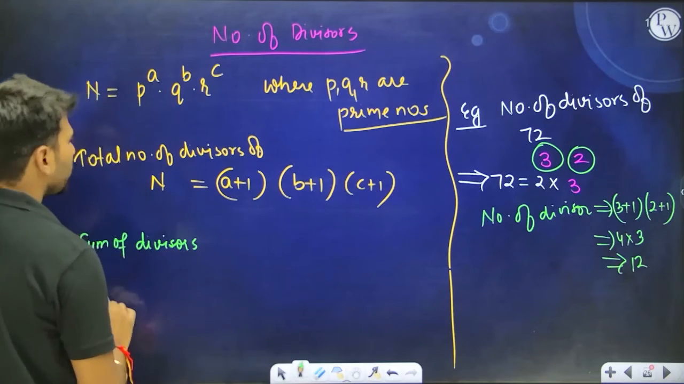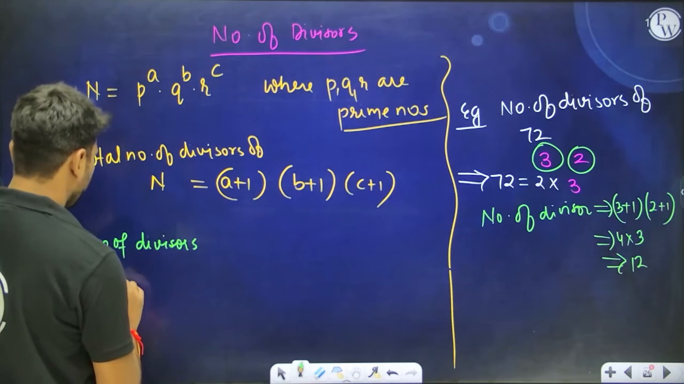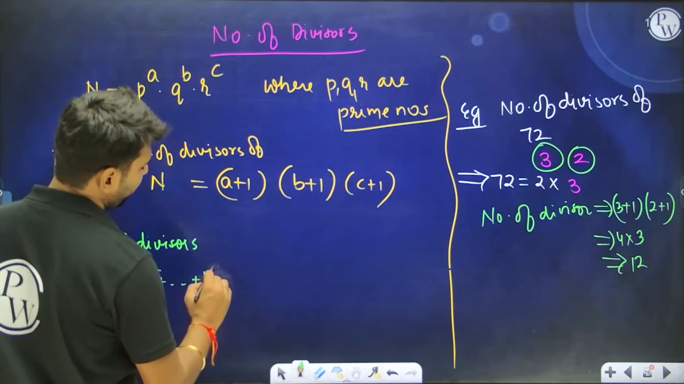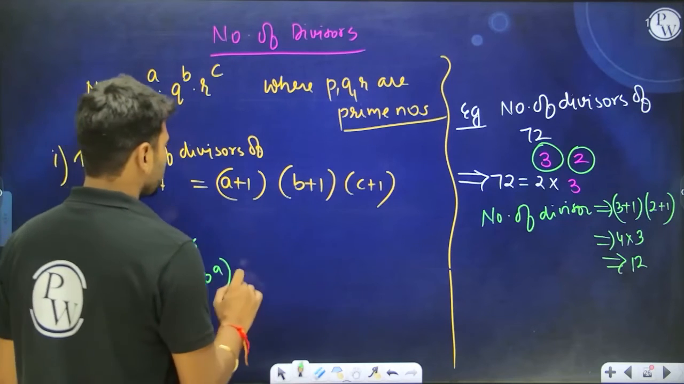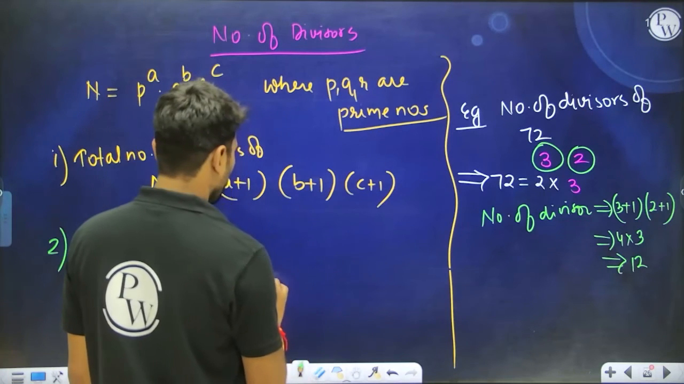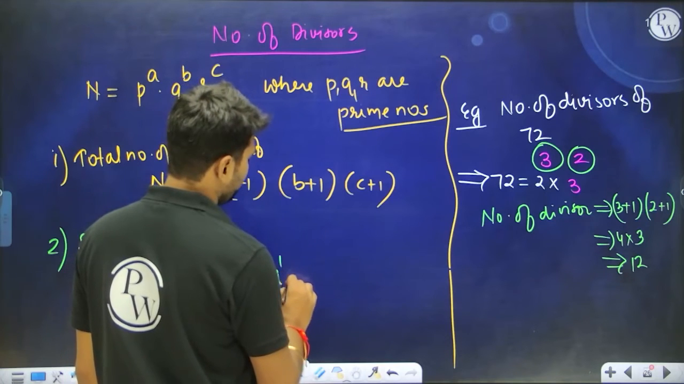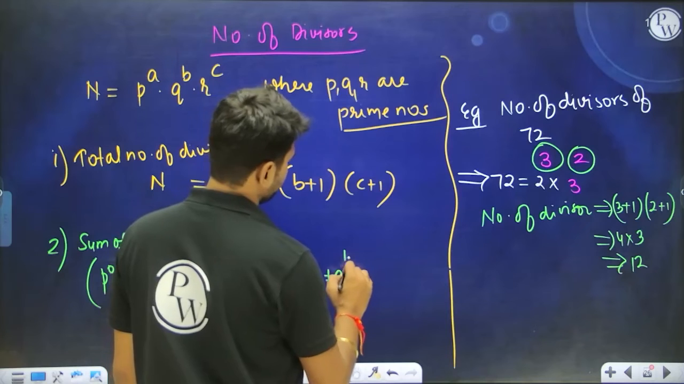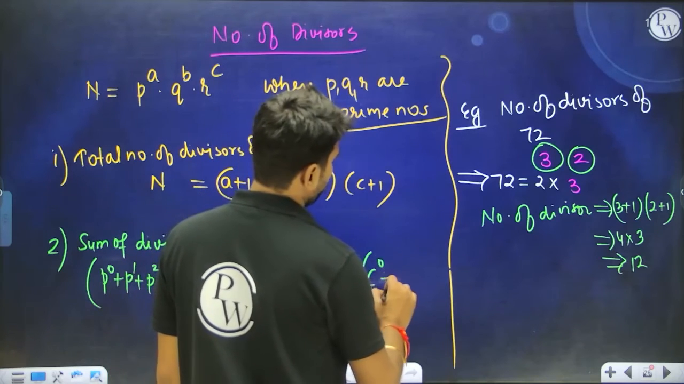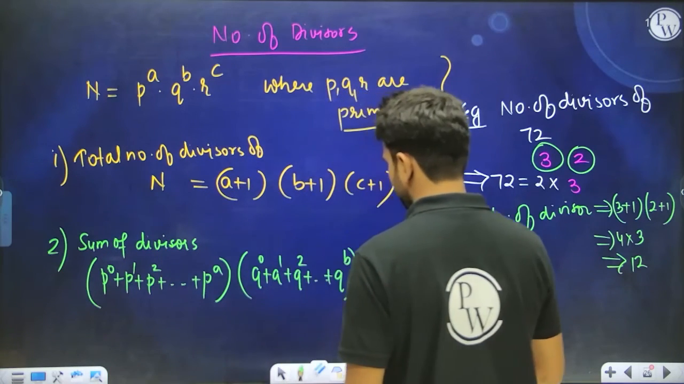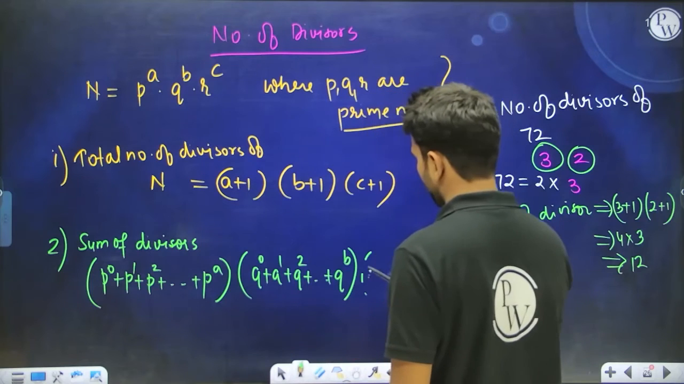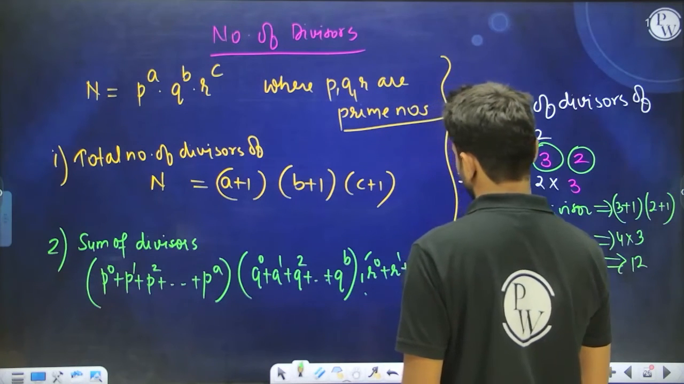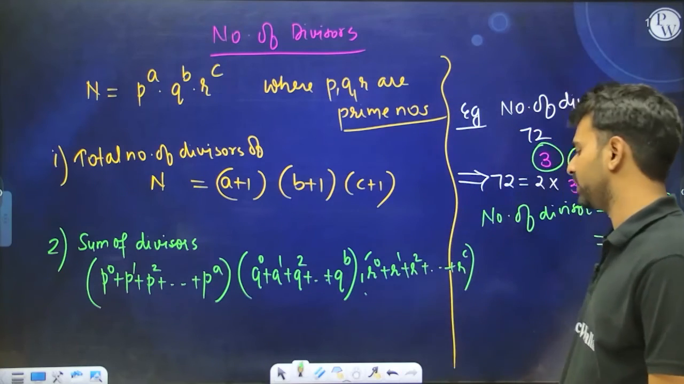So that can be found out like this: p to the power 0 plus p to the power 1 plus p to the power 2 and so on till p to the power a, times q to the power 0 plus q to the power 1 plus q to the power 2 and so on till q to the power b, and then r to the power 0 plus r to the power 1 plus r to the power 2 and so on till r to the power c. That's it. This is the sum of the divisors.